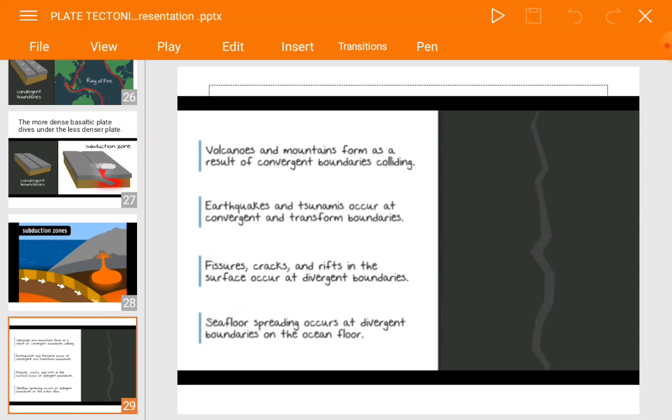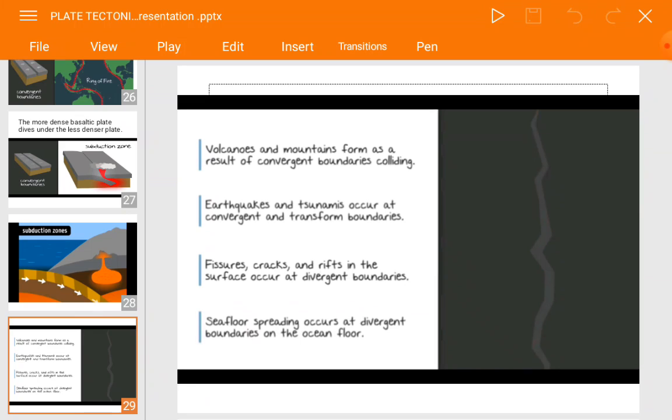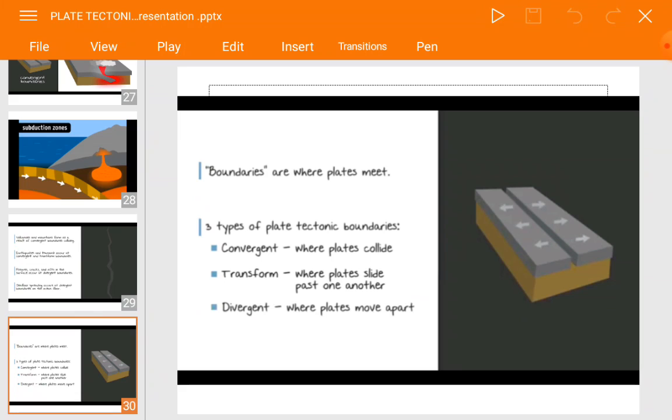Volcanoes and mountains form as a result of convergent boundaries colliding. Earthquakes and transform motions occur at convergent and transform boundaries. Fissures, cracks, and rifts in the surface occur at divergent boundaries. Seafloor spreading occurs at divergent boundaries on the ocean floor. Boundaries are where plates meet. The three types of plate boundaries are convergent, where plates collide; transform, where plates slide past one another; and divergent, where plates move apart.